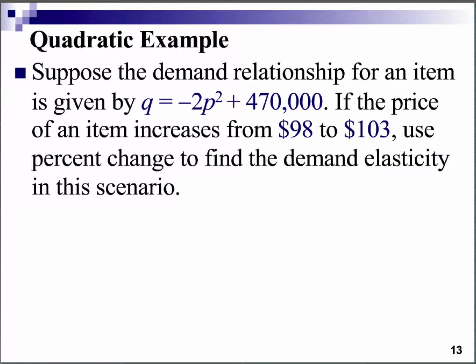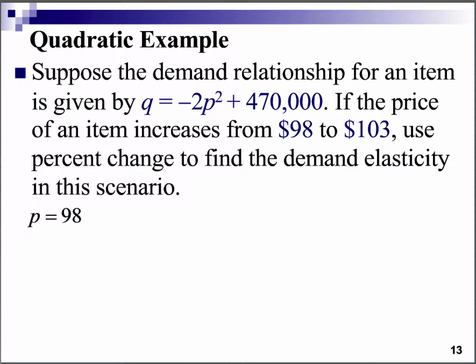So here's another example that's a little bit more complicated, but the procedure is exactly the same. Instead of having a linear demand relationship as we did in a previous example, we now have a quadratic demand relationship. So the demand relationship that we have is that Q is equal to negative 2p squared plus 470,000. So what we're going to do is consider a price increase for an item from $98 each to $103 each, and then use the percent change formula to find the elasticity of demand in this situation.